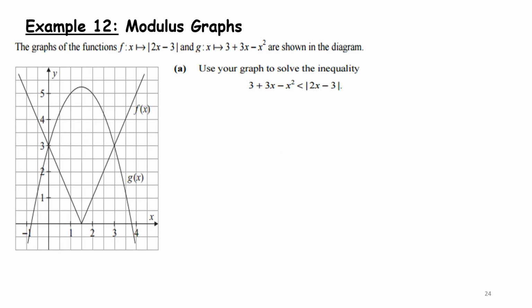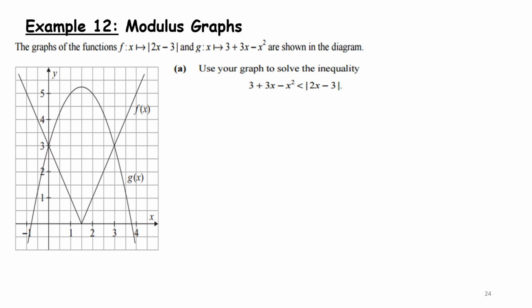Question 11. So I'll just state that this is a mock question, so it's a lot more complicated than anything we've ever seen on the paper, but it's a really good one to practice. The graph of the function f of x is the absolute value of 2x minus 3, and we can see that very distinct V shape on the graph below. And g of x is 3 plus 3x minus x squared, and that is a negative quadratic, which again we can see on the graph below.